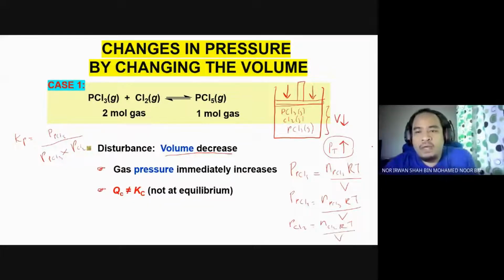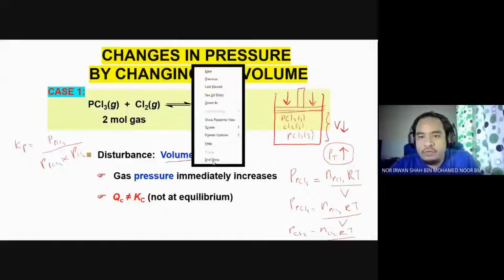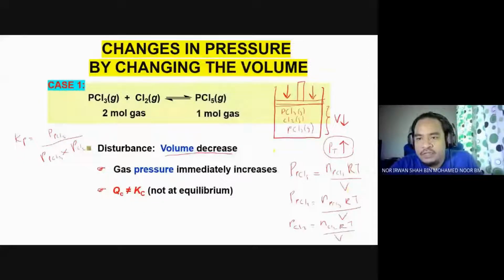So right now, if we look at the disturbance, the volume is decreased. When the volume is decreasing, what will happen? Let me change the color first. Okay, so now, if the volume is decreasing, class, what will happen to each of these partial pressures? Each of these partial pressures will increase.